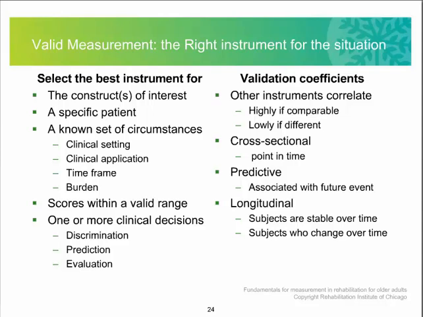Validation coefficients are usually correlations. When interpreting, look for high correlations on comparable instruments for the construct of interest, low correlations with instruments that measure different constructs, and moderate correlations with instruments that measure related constructs.